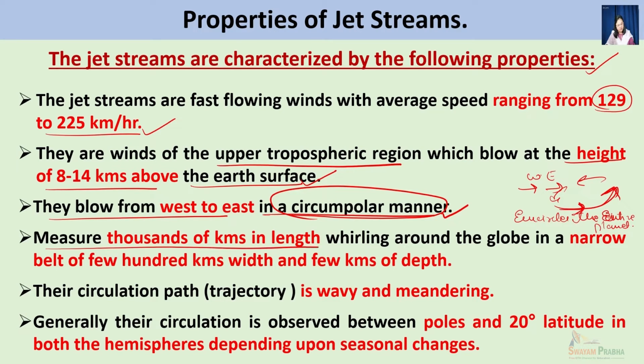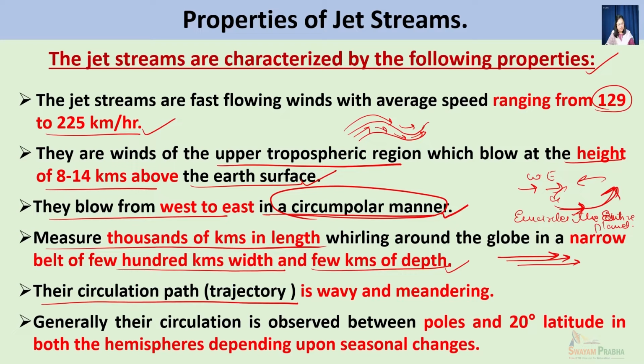And they measure thousands of kilometers in length, whirling around the globe in a narrow belt of a few hundred kilometers width and a few kilometers of depth. They do not specifically blow in a single line; rather, they blow as rivers of rapidly flowing air currents in the upper atmosphere. Their circulation path or trajectory is wavy and meandering. Generally, their circulation is observed between the poles and it may extend to as low as 20 degree latitudes in both the hemispheres.